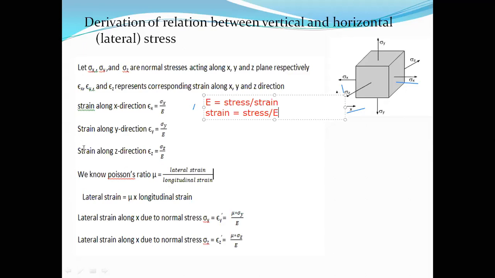So in order to find the effective strain in the x, y, or z direction, we'll be using the concept of Poisson's ratio. As we discussed in earlier slides, what exactly is Poisson's ratio? It is the ratio of lateral strain to longitudinal strain. So from the definition of Poisson's ratio, mu is equal to lateral strain by longitudinal strain.